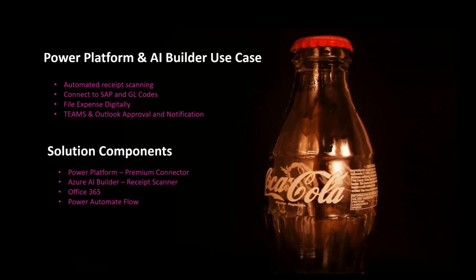Also, there's an approval mechanism at the backend used by Power Automate Flow, which triggers approvals in both Teams and Outlook. The solution components used are Power Platform, Premium Connector, Azure AI Builder, Office 365, and Power Automate. Let's head into the demo and see how it all works together.